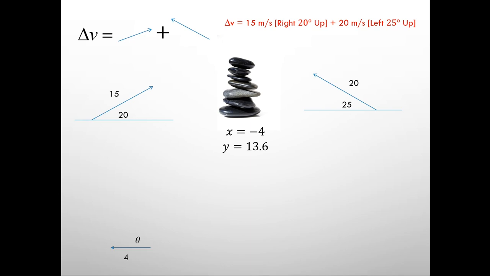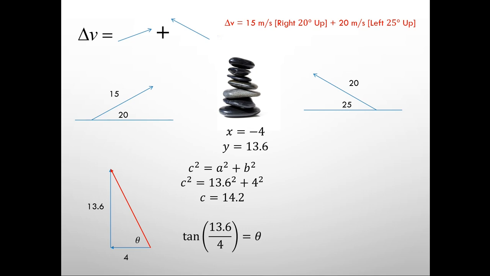Drawing in our resulting vector. X is negative 4, so that means it's moving left. Y is positive 13.6, so it's moving up, giving us this red resulting vector. Again, we can solve this with Pythagoras, and we'll get that the resulting vector, our final vector, is 14.2. Using inverse tan, we can calculate the angle to be 73.6 degrees.